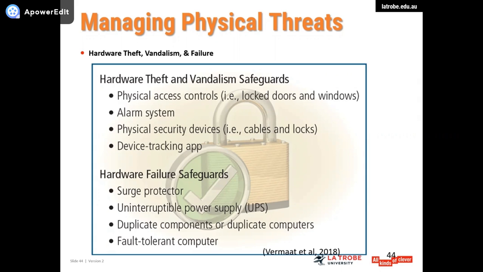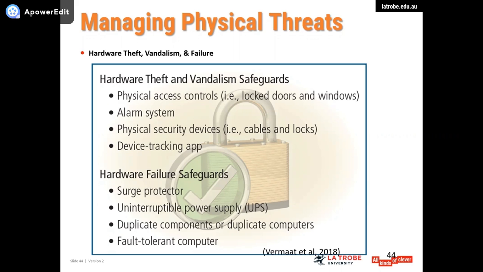We can also use physical security devices like cables and locks to lock our machine. Or we can use device tracking apps. So when our device is moved, the app will send us an alarm.